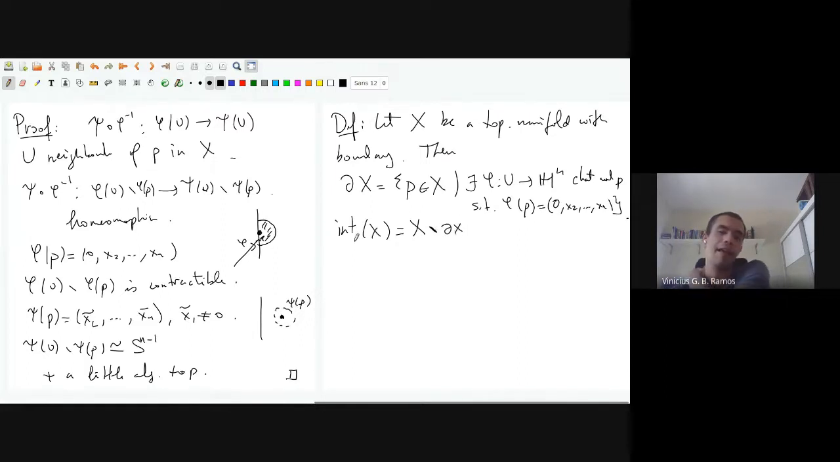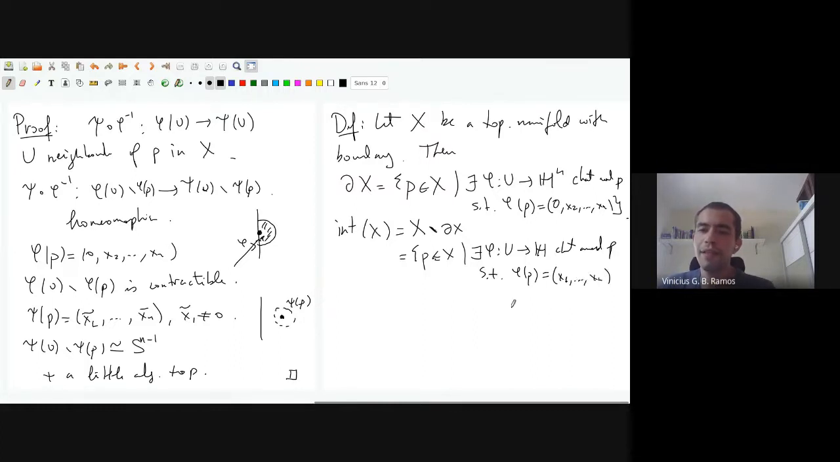So it's the same thing as saying that it's the set of points P in X such that there exists a chart around P such that phi of P is equal to (x1, ..., xn), where x1 is different from 0. And by this previous lemma, these two sets are disjoint, and the union is indeed X. Any questions about this?